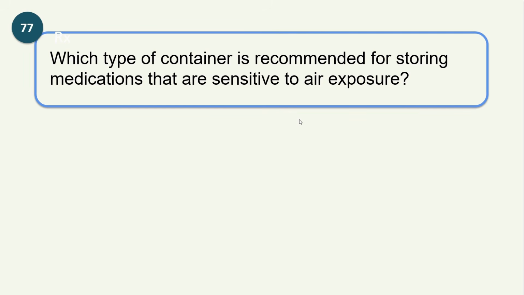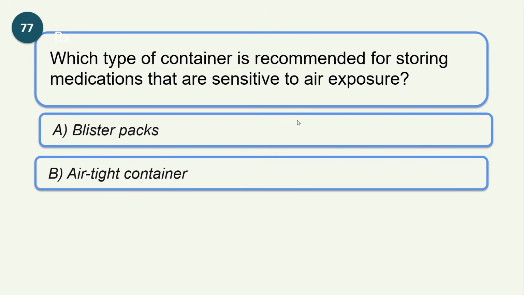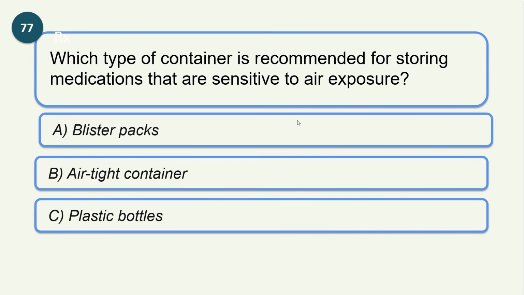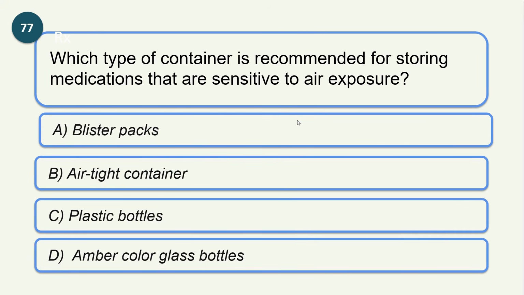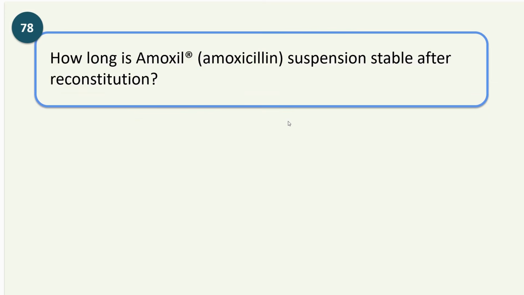Next, what type of container is recommended for storing medications that are sensitive to air exposure? A, blister packs, B, airtight container, C, plastic bottles, D, amber color bottles. Correct answer is airtight containers. Airtight containers are used for drugs that are sensitive to air exposure.